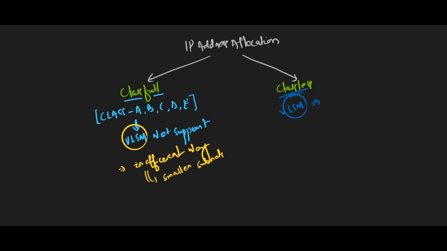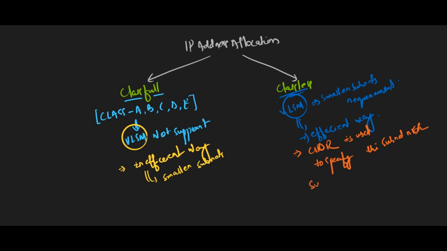So if it supports VLSM, then we can go up to the smaller subnets as per the requirement. If it is VLSM, we are doing an efficient way of assigning what? IP addresses. In this case, the CIDR is used to specify the subnet mask, and based on the subnet mask, we know which part indicates the network space and which indicates the host space. Based on this, classful addressing has been divided into what?